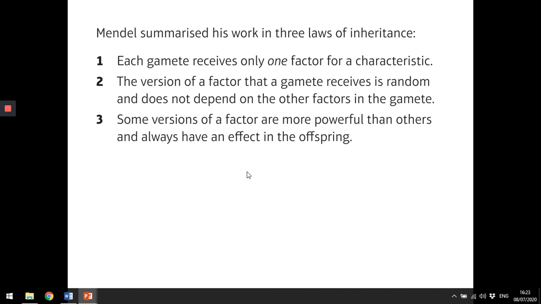He summarised his work in 3 laws of inheritance. He said each gamete receives only 1 factor for a characteristic. The version of a factor that a gamete receives is random and does not depend on other factors in the gamete. And he also said some versions of a factor are more powerful than others and always have an effect in the offspring. We would now know that that is to do with dominant and recessive alleles.